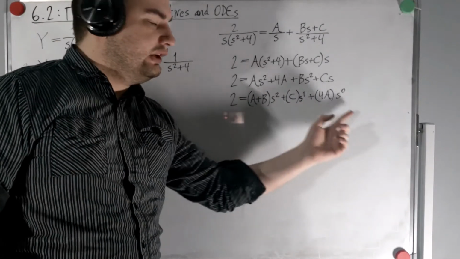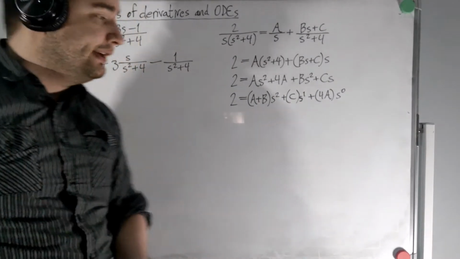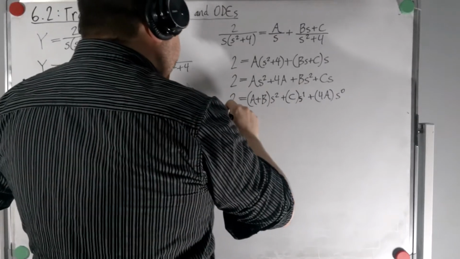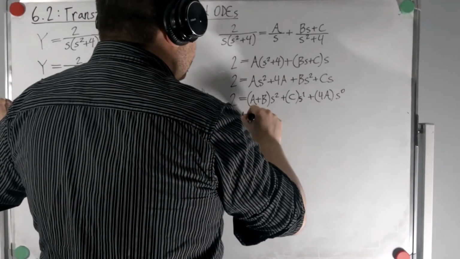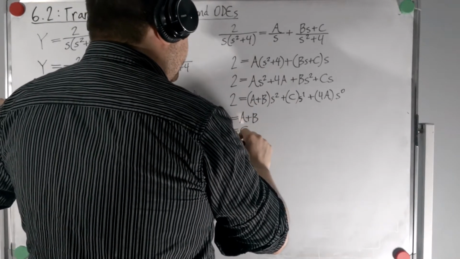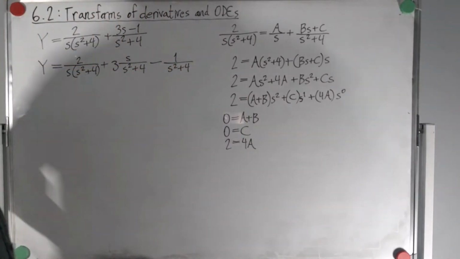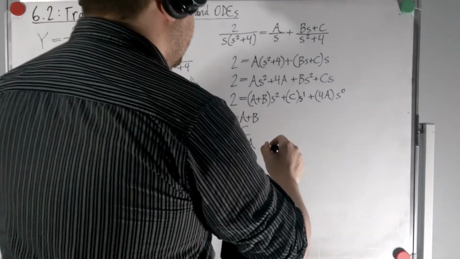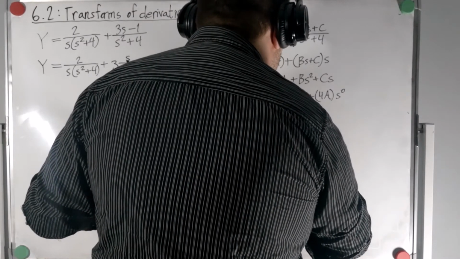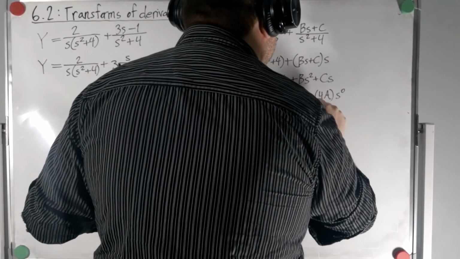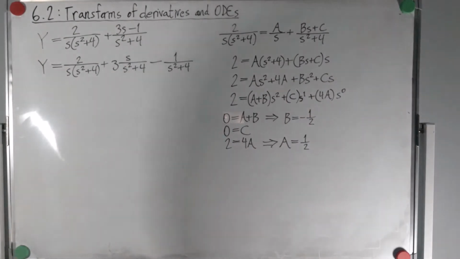Now the powers of s are linearly independent functions. So therefore we can say the coefficients on the left are equal to the coefficients on the right. That means 0 equals a plus b, 0 equals c, and 2 equals 4a. That makes it pretty clear that a is going to be 1/2, and b is going to have to be negative 1/2. And meanwhile, c is 0.